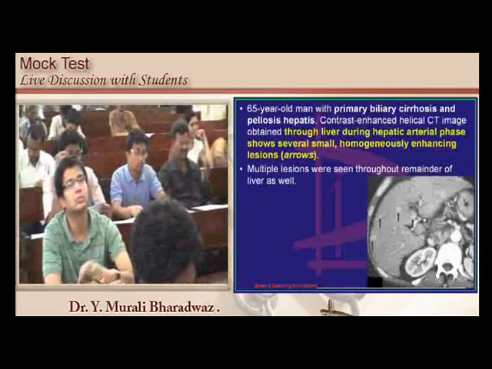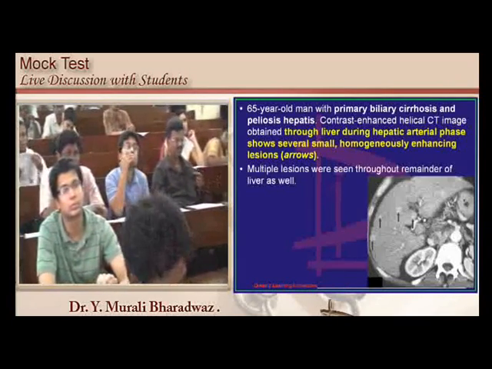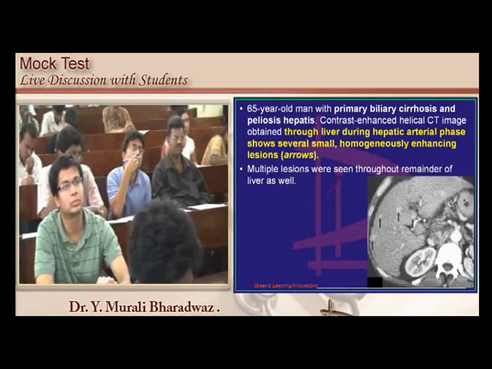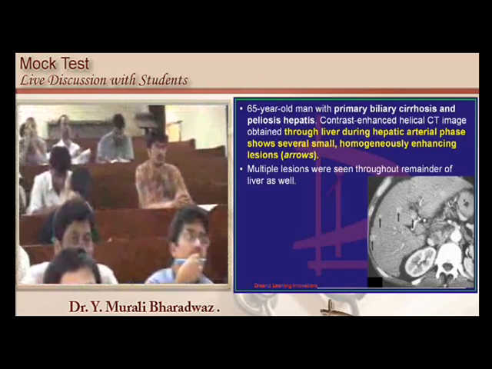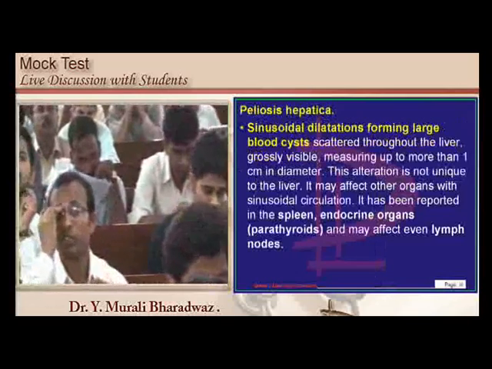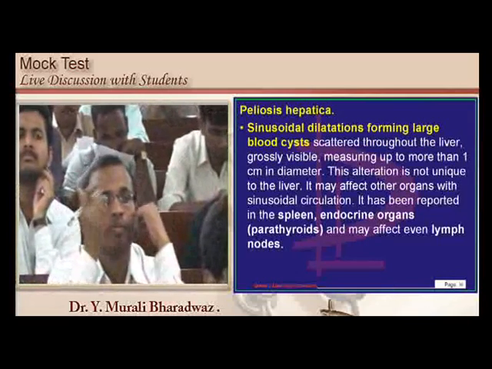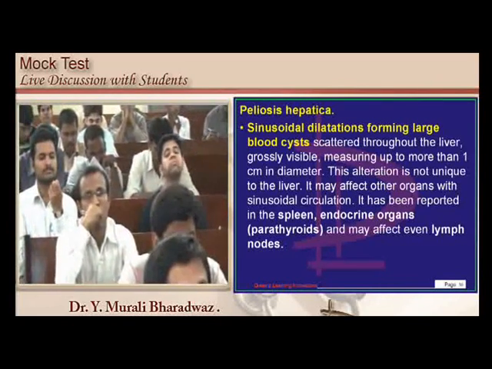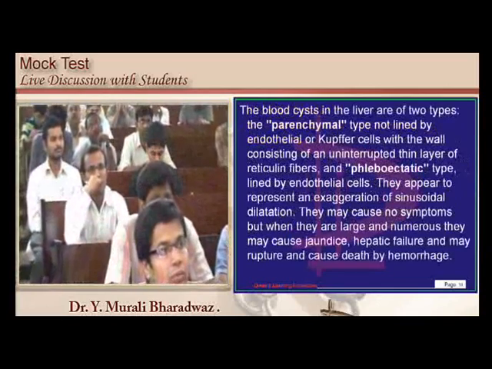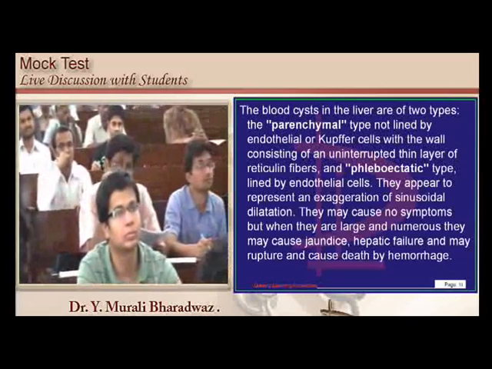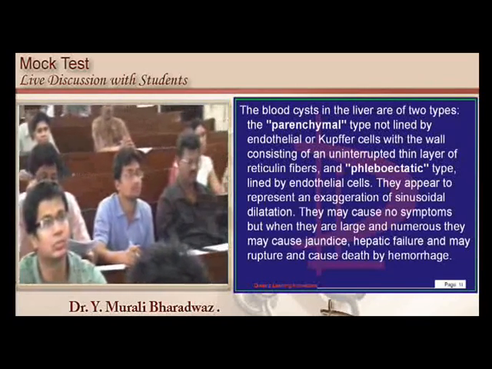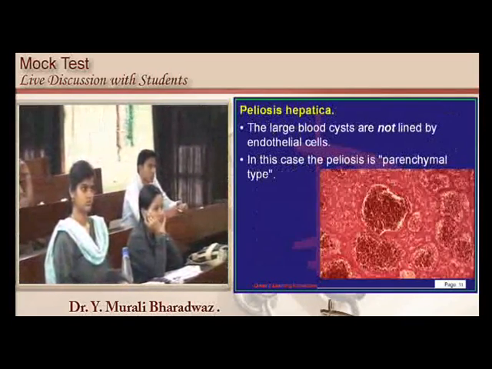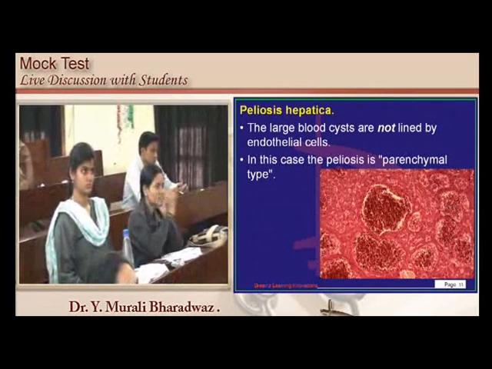Now this is a typical 65-year-old man with primary biliary cirrhosis with peliosis hepatis, where you can see the homogeneously enhancing lesions which are spread across the liver, which is classical of peliosis hepatis. So it is peliosis hepatis which is the sinusoidal dilatation of the various venous sinusoids in the liver. If you take the histopathology, we find large blood cysts which are scattered throughout, sometimes lung, sometimes liver. It is not only limited to the liver, is what needs to be appreciated. Then there is also a parenchymal type, etc. When you do MD pathology we will read all that.